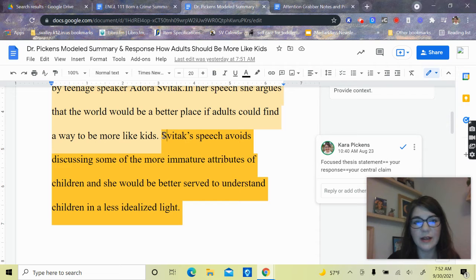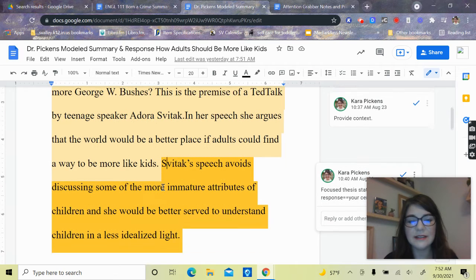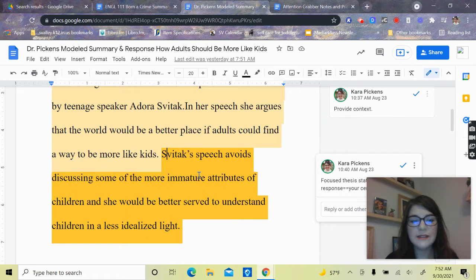When you get to your thesis statement, in any part of your introduction, really, avoid using first person. Don't say, I think, I believe. We're going to avoid first person. It keeps a more formal tone in our writing. And I have found that if we avoid first person, we avoid some sloppiness that sometimes happens in our writing. I wrote this, but I can tell that this is still an opinion statement, right? It avoids discussing some of the more immature attributes. She would be better served. There is an opinion here, right? I am showing my bias. I'm showing my position, but I'm just not saying I think. And most of the time in your writing, you can just erase I think and your sentence will still work, okay? So usually that's an easy peasy fix.